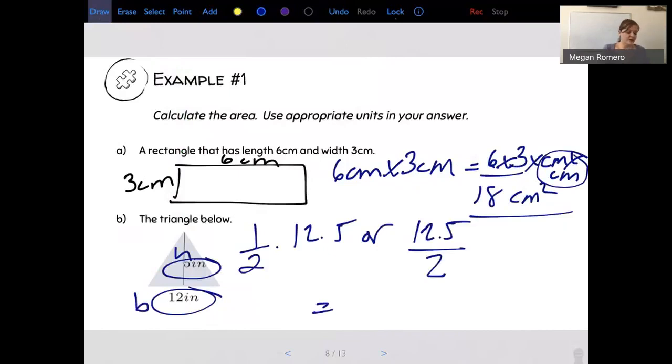If you're going to use your calculator, you would put it in exactly as you see it. So you'd do 1/2 in your calculator times 12 times 5. Okay, I would just make sure you hit enter after you put the 1/2 so it does the fraction, and then multiply the numbers after that. And this would be 30 inches squared. Okay, 12 times 5 is 60, divided by 2 is 30.